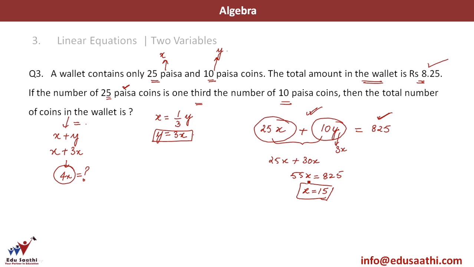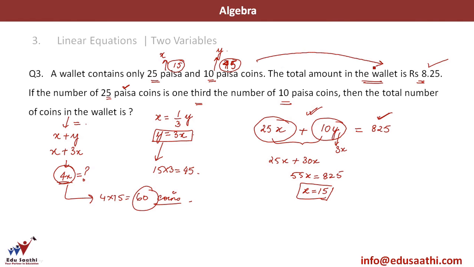That means the number of 25 paisa coins are 15. So the number of 10 paisa coins would be 15 into 3, which is 45. I need to find the total number of coins, which will be 4 times this, 60. So there are a total of 60 coins, out of which 15 are 25 paisa coins and 45 are 10 paisa coins, with the total amount amounting to 8 rupees and 25 paisa.